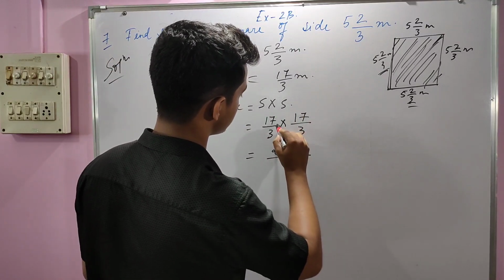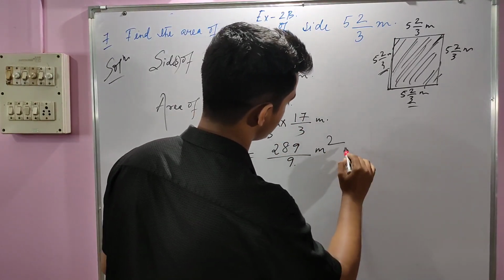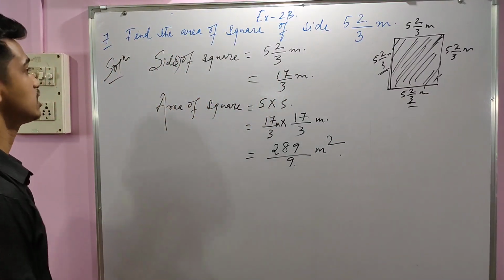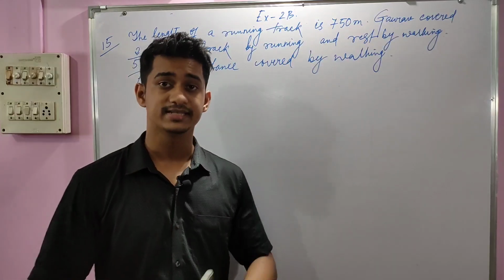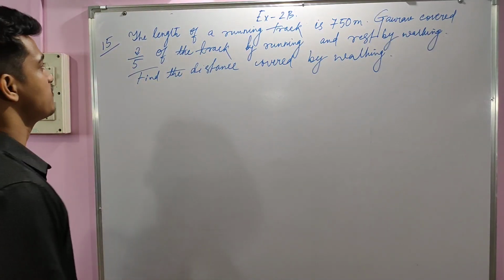And meter is there, here also meter is there. So meter in meter will be meter square. Right? So that is the answer for question number 7. That is the last question for today's video. That is question number 15. Question number 15 is what?